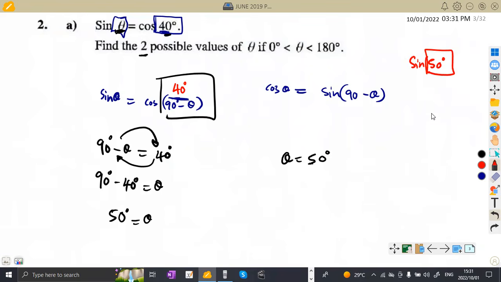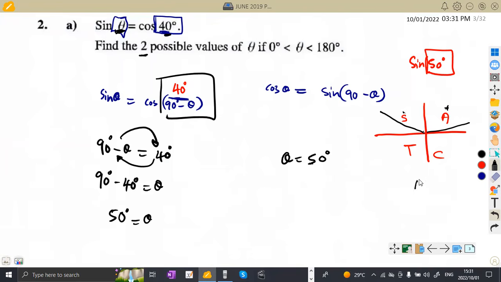From our trig, guys, this is what you're supposed to know from your angles. For sine, I told you that in the second quadrant, that's where we have, remember, "All Students Take Calculus." So in the second quadrant, sine is also positive. The first one is here, which is the 50 degrees. But we shall have another one in the second quadrant because sine is also positive there. Okay, so that is the relationship that we have with sine.